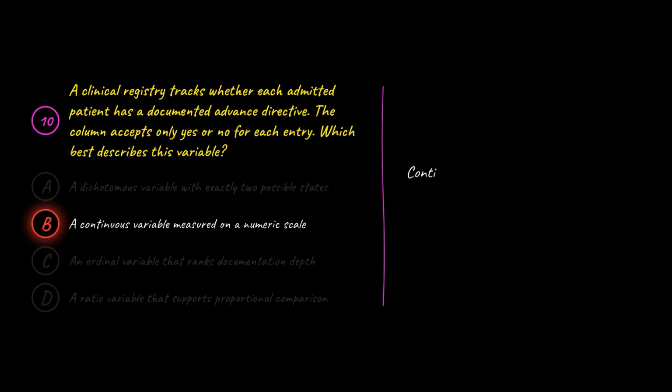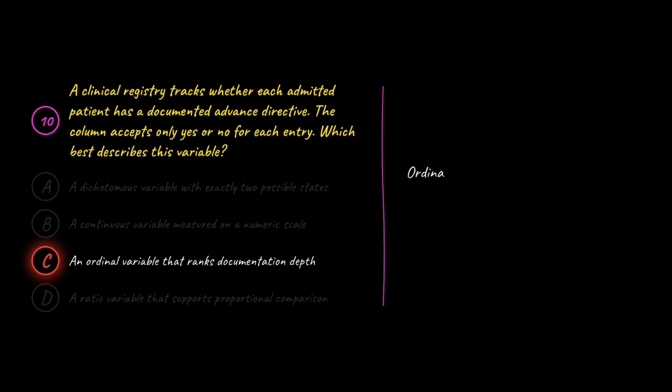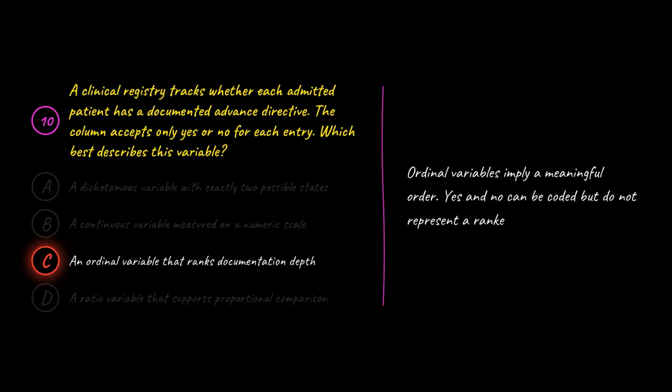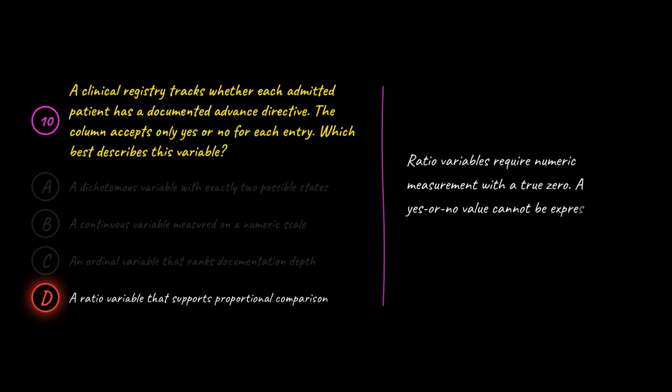B is wrong because continuous variables can hold any value within a numeric range. Yes and no are not points on a numeric scale. C is wrong because ordinal variables imply a meaningful order. Yes and no can be coded but do not represent a ranked progression. D is wrong because ratio variables require numeric measurement with a true zero. A yes or no value cannot be expressed as a quantity, so ratio does not apply.